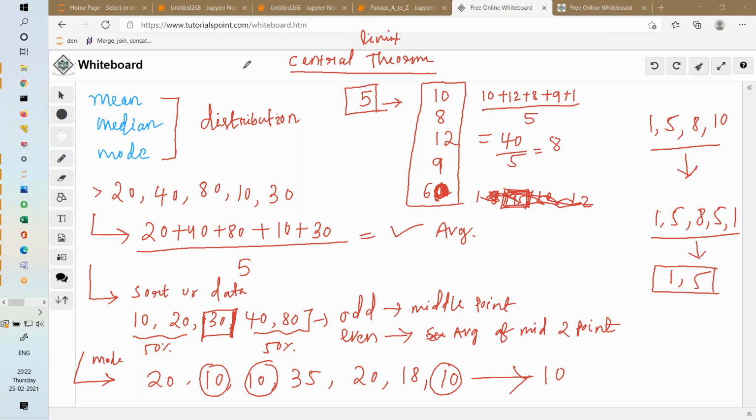So I think this is 39. 39 plus 60, how much? 60, 99, right? 99 divided by 5, how much? So whatever you are getting, almost approximately 19 point something, 20 around, right? So do you think that is correct?